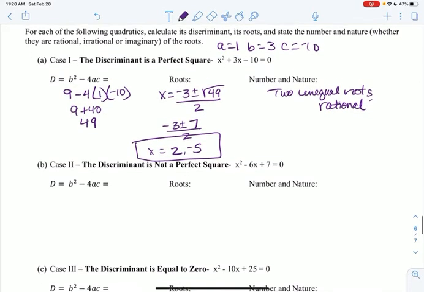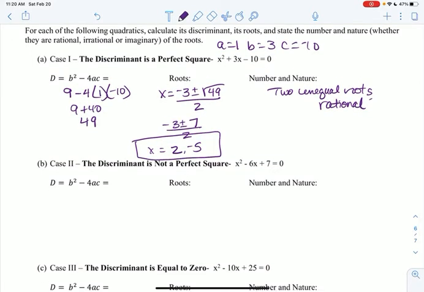Okay, so I'm going through each scenario right now. The first case was when the discriminant is a perfect square. The next case is going to be the discriminant is not a perfect square. So again, a is 1, b is negative 6, c is 7. So b squared, negative 6 squared is 36, minus 4 times a times c. 36 minus 28 is 8. Well, that's the part that's under the radical.